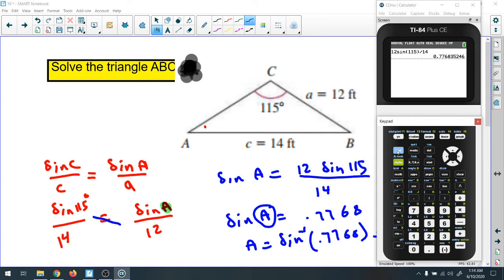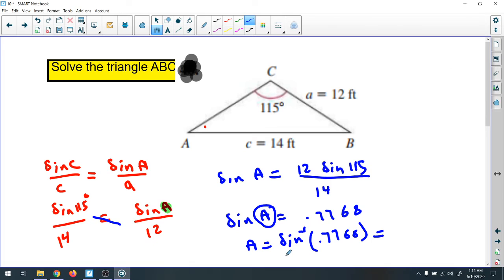So arc sine of 0.7768, enter, gives us 50.97. They said rounded to the nearest degree, so it's about 51 degrees. So A equals about 51 degrees.